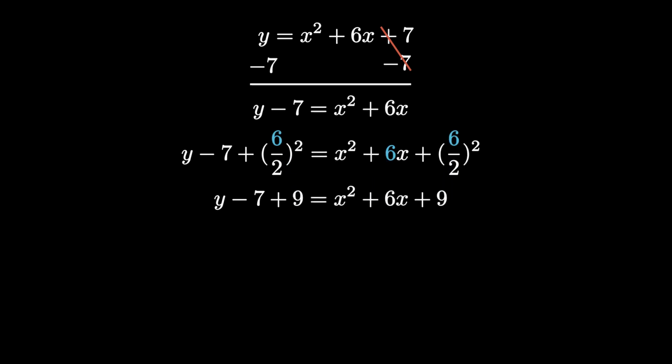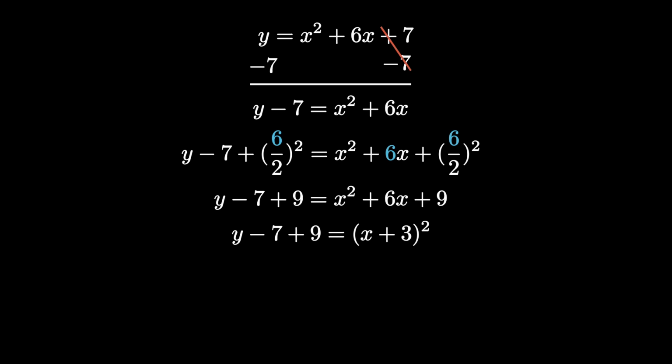So now on our right side, we have our perfect square trinomial, which means we can now factor it. So to factor our perfect square trinomial, a little trick that you can do is you want to take the first term, which in this case is x squared, and take the square root of that, and the square root of x squared is x. And then you want to take your last term, which in this case is 9, and take the square root of that, and the square root of 9 is 3. And then you want to take the sign in front of your middle term, which in this case is 6x, and the sign in front of that is a plus sign. And then you want to factor it as follows, where it'll become (x plus 3) squared. Okay, so we're left with y minus 7 plus 9 equals (x plus 3) squared.